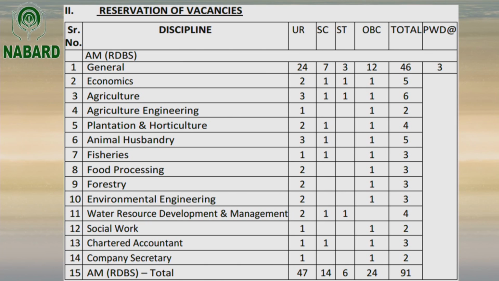The next slide shows you the reservation of vacancies. Students, the disciplines are given in the slide. You can see it very clearly, and the most important thing that you have to keep in mind is what the posts or phases are and how many vacancies there are. Overall, if you see, the unreserved category comprises around 47 vacancies, SC 14, ST 6, OBC 24, and in total it makes 91. So it's a very important thing. And one more important part is that for PWD, there are around 3 vacancies for general. So remember this, and moving on to the next slide, we'll let you know more information.